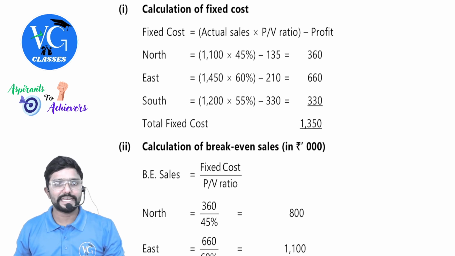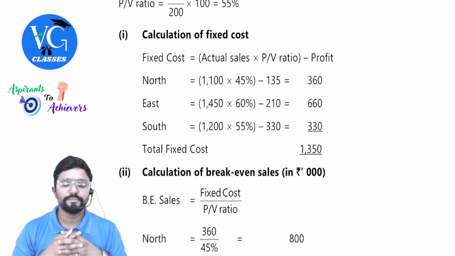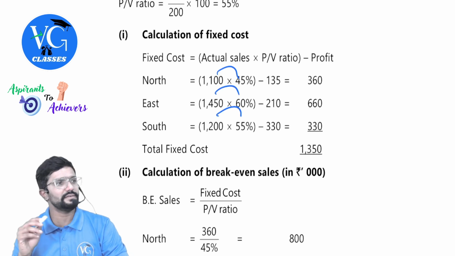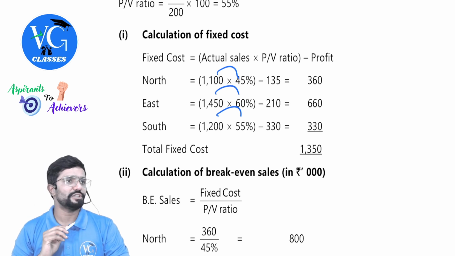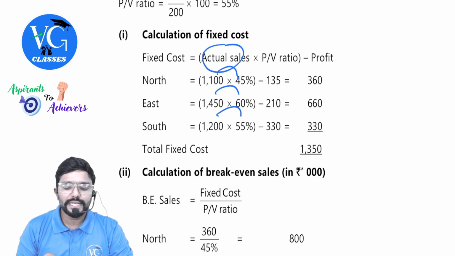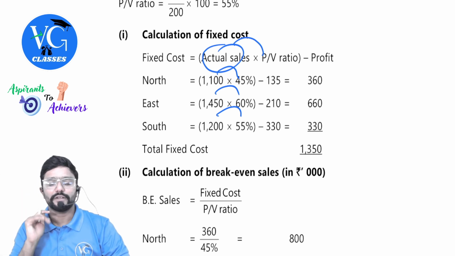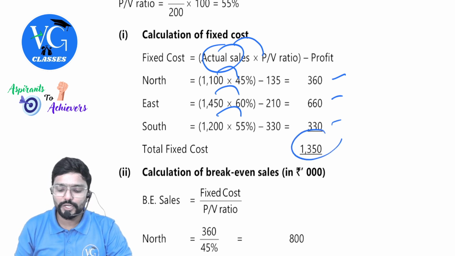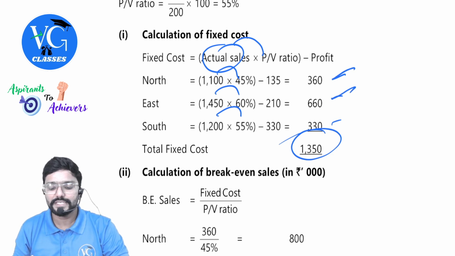Now coming to fixed cost calculation: actual sales into PV ratio minus profit. Do we know the profit for each, sir? Yes. Actual sales into PV ratio we have calculated for everything. Take any one, better to take actual sales. Actual sales into PV ratio will give you actual contribution, minus actual profit will give you fixed cost. So what is the total fixed cost? 1,350. Individually you have 360, 660, 330.